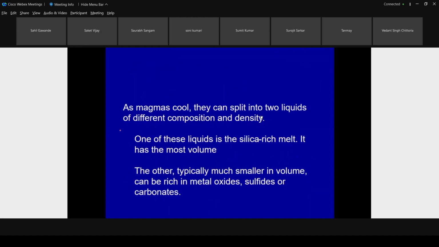So what exactly happens? As magma cools, the magma can split into two liquids, two types of melt of different composition and density. One of the liquids is a silica-rich melt. Suppose this full magma splits in two. At the top you will have all the silicates, high volume. The other is a sulfide, low volume. This can be either a metal oxide, a sulfide, or carbonates. It can be anything.